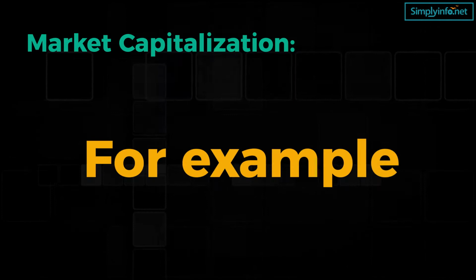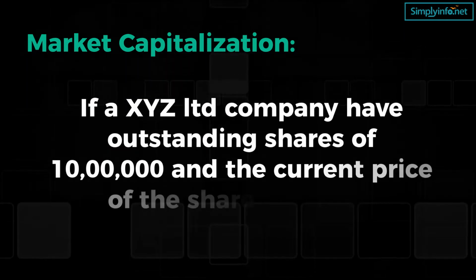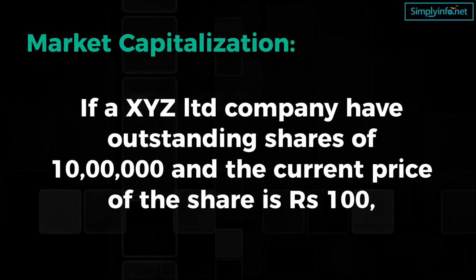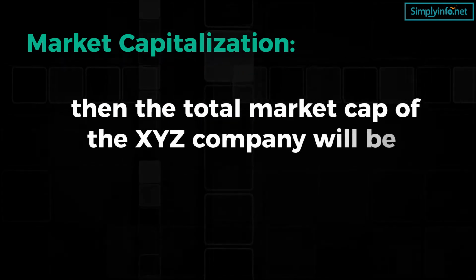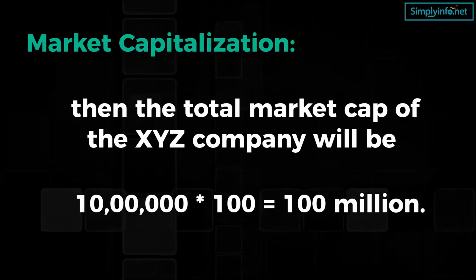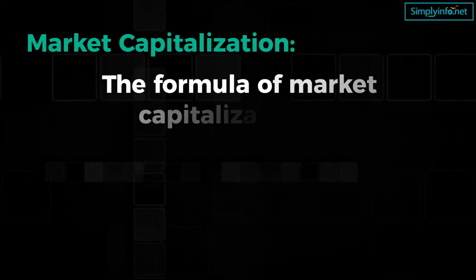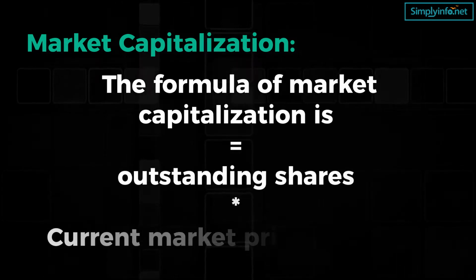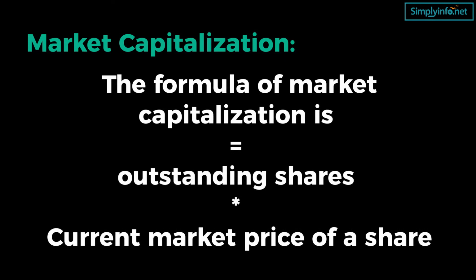For example, if XYZ Limited has outstanding shares of 1 million and the current price of the share is rupees 100, then the total market cap of XYZ will be 1 million into 100, which is equal to 100 million. The formula of market capitalization is equal to outstanding shares into current market price of a share.